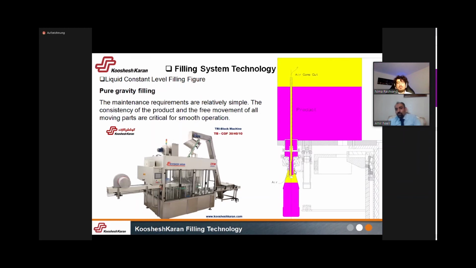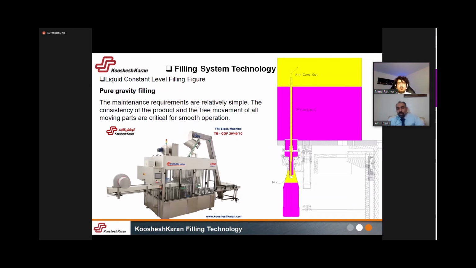The maintenance requirement is very simple. The movement of the moving parts is a very smooth operation without any leakage because the bottle is completely sealed with the nozzle. Because if the bottle is not sealed with the nozzle, the air comes out not to the inside of the tank, and it will overflow the nozzle and have leakage.